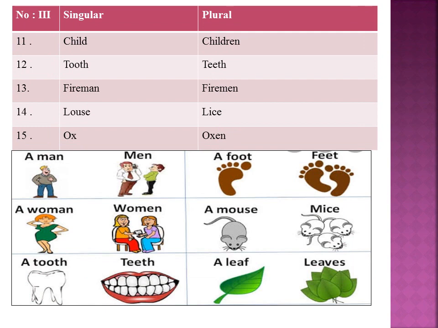Rule 3. Nouns that do not form plurals in the usual way are called irregular plural nouns. Example, child, children, person, people, etc. Sometimes we change the inside vowel or vowels to form a plural noun. For example, man, men, foot, feet, etc. There are exceptions too. Look at the word ox. We don't say oxes, but it is oxen.